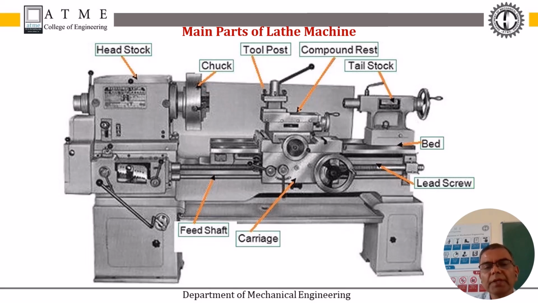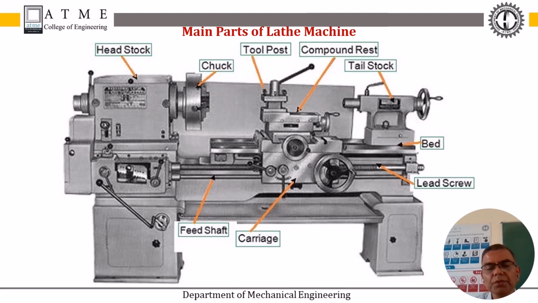This is the compound rest, which is used for taper turning operation. This is the feed rod and this is the lead screw. This lead screw is used during the thread cutting operation. And this is the carriage. This can be moved in a longitudinal direction, or parallel to the lathe axis. And this is the lever.